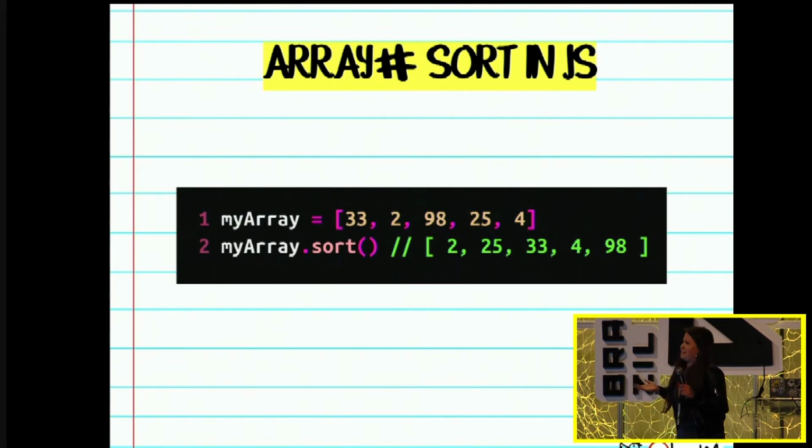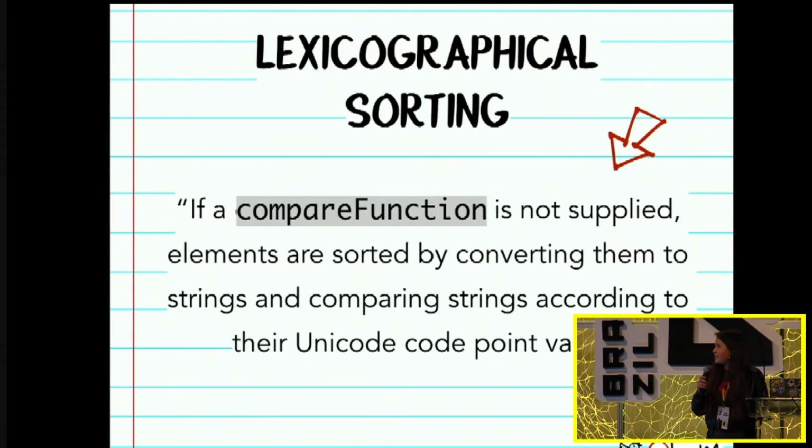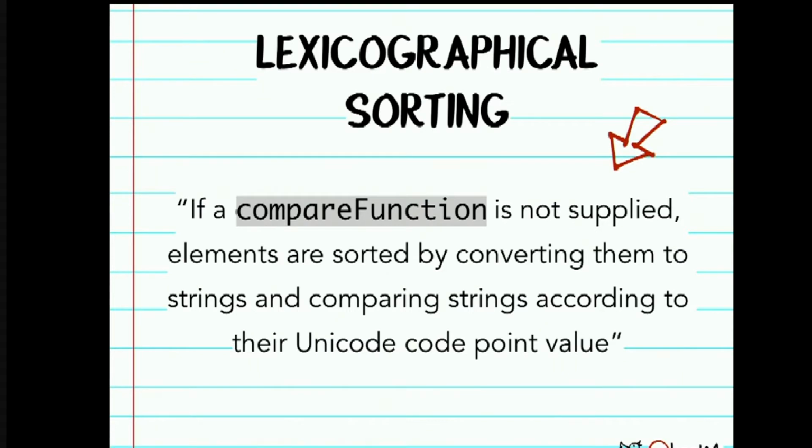JavaScript is crazy, right? So what is actually happening in this case? What we're missing is that JavaScript is actually doing lexicographical sorting. So normally what we will do is give a compare function to the sort function in order to make this sorting. But if we don't, elements are sorted by converting them to strings and then comparing those strings according to their Unicode code point value.